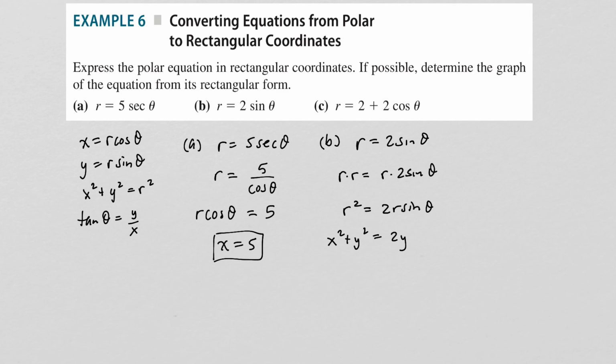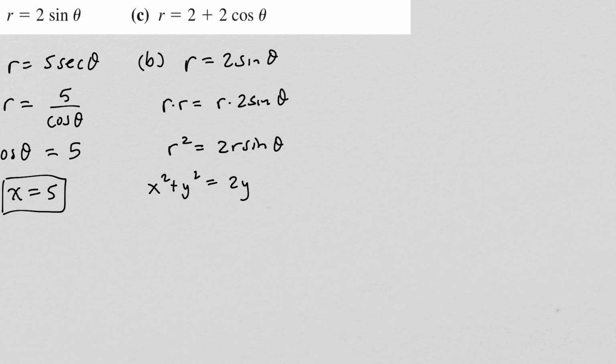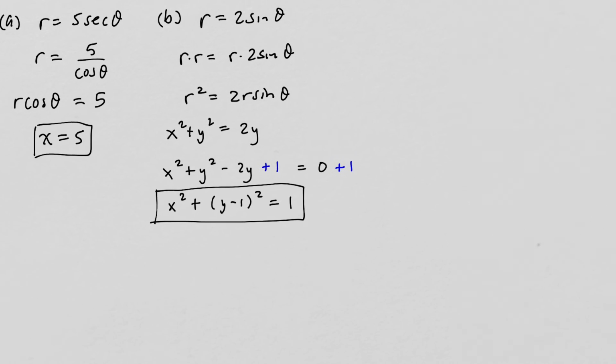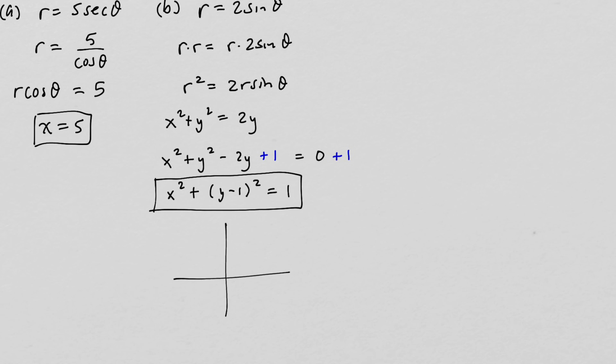Now you could leave the equation like this, but you could also do a little reorganizing here. So if I subtract 2y from both sides, this will be equal to 0. And then if I complete the square here, that would involve just adding 1 to both sides. And then if we refactor this, you can see that we get this equation. And this, of course, is the equation of a circle. The center of that circle would be at the point (0, 1), and the radius would be 1. And so this circle would look like this.